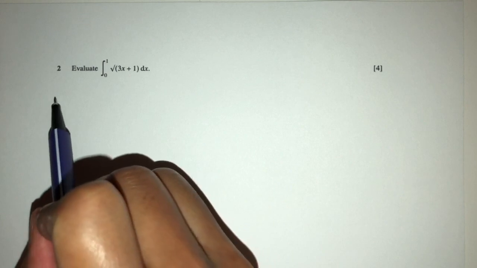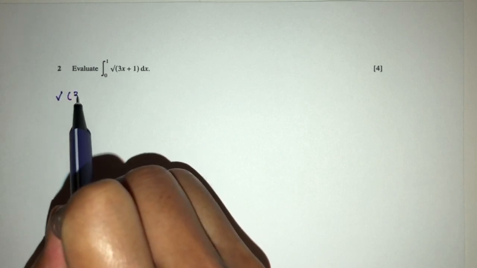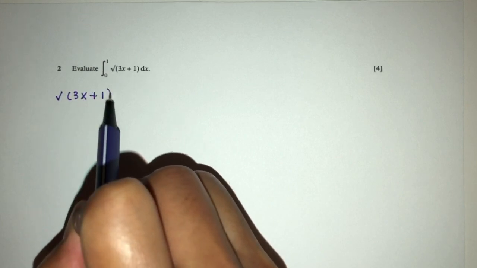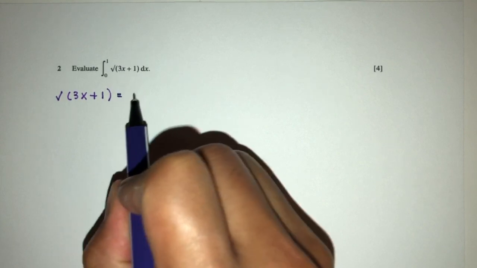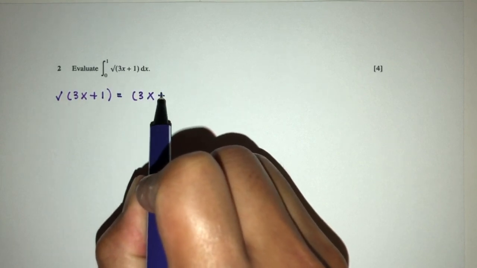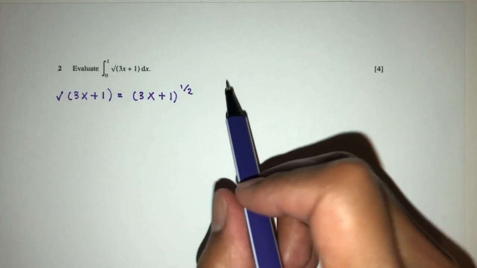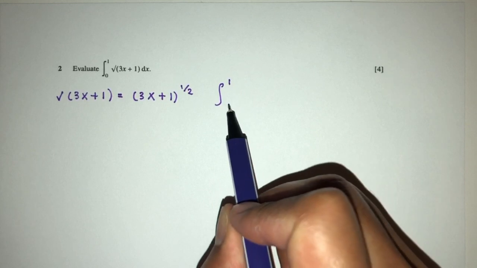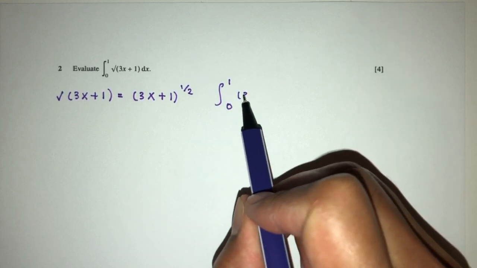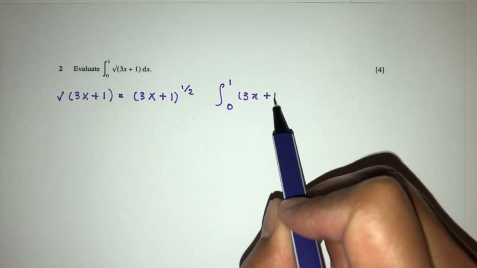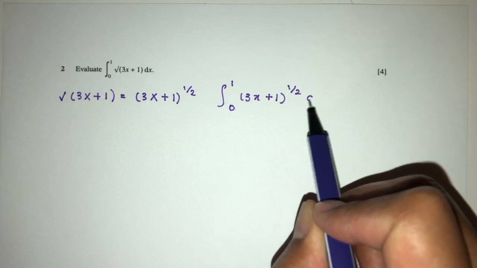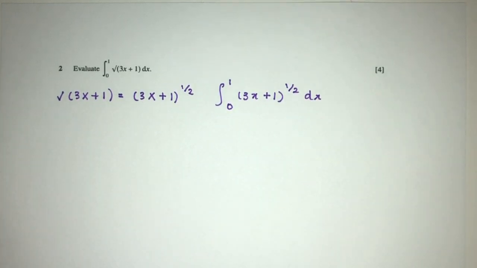So here what do we have? We have the square root of 3x plus 1. Now I understand that we can rewrite this as 3x plus 1 to the power half. Right, now from this you will have the integration from 0 to 1 of 3x plus 1 to the power half with respect to x.